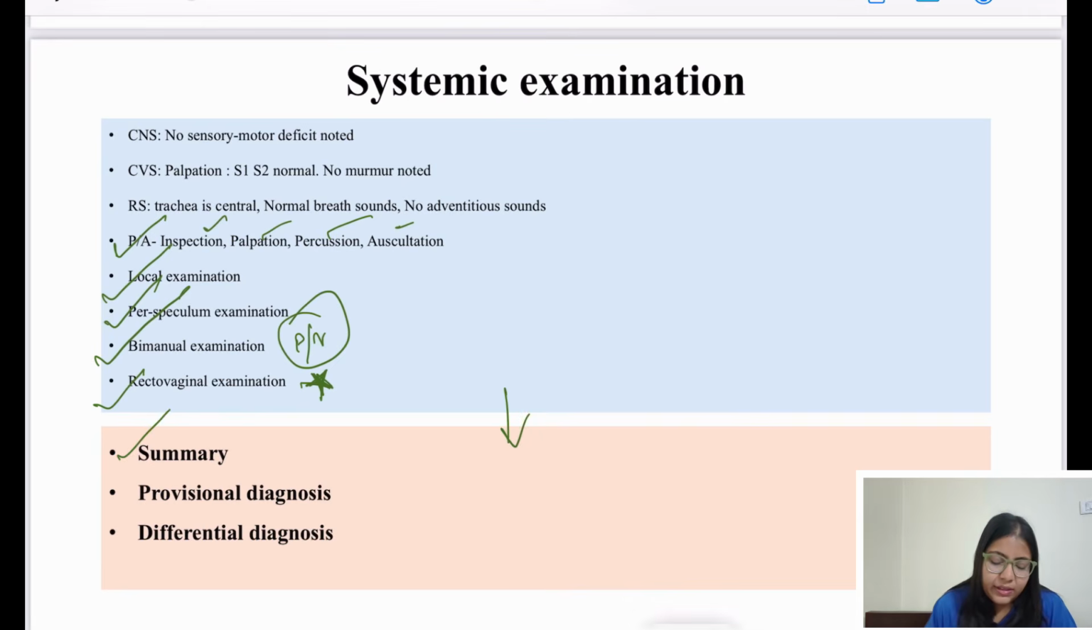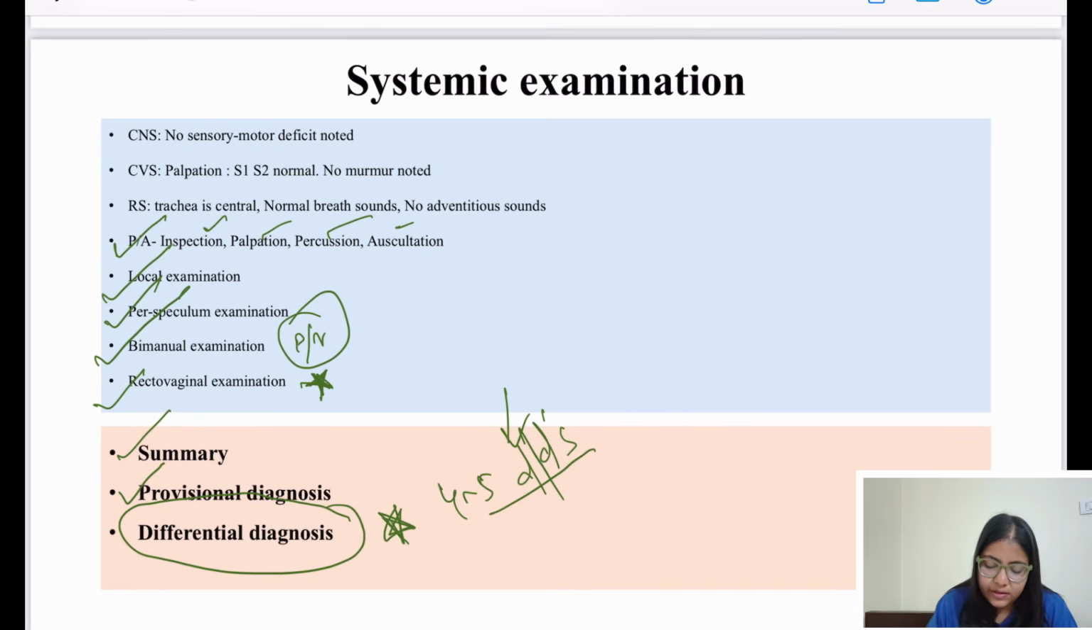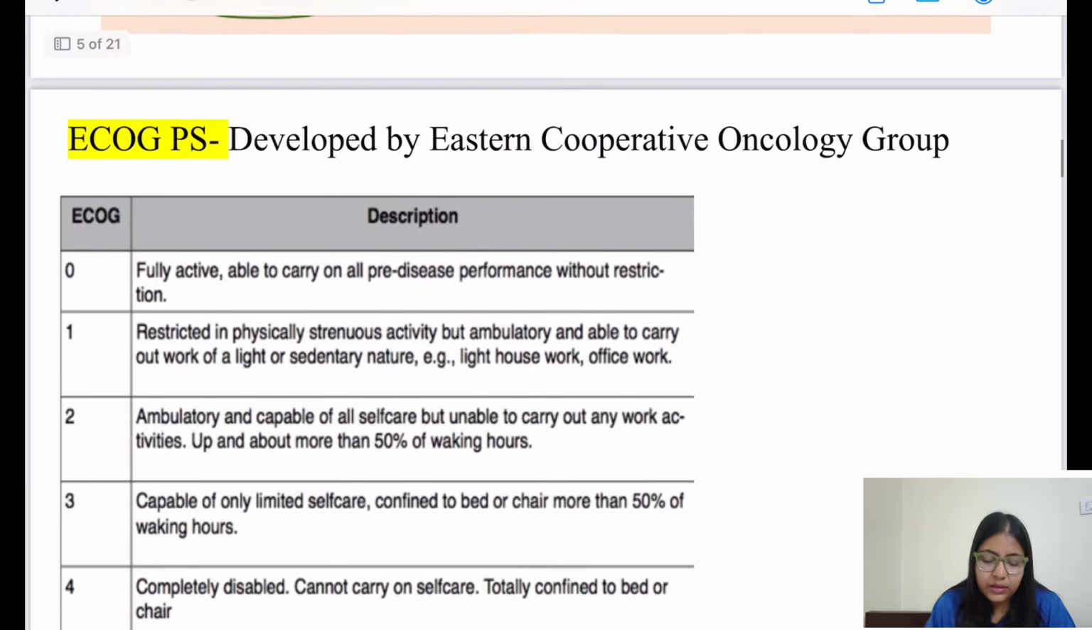And then again, similarly as in Obs, you present the summary, then you present the provisional diagnosis, and here in gynae you present the differential diagnosis. So you present 4 to 5 DDs, and then from the history and examination, you make out the points why each DD is in favor of your provisional diagnosis and why not.